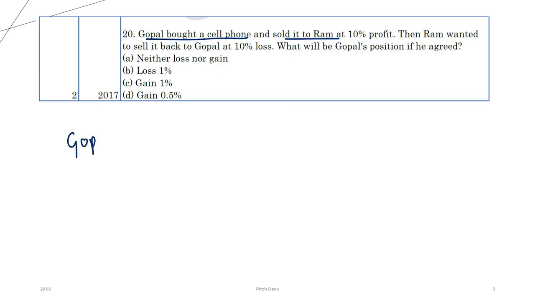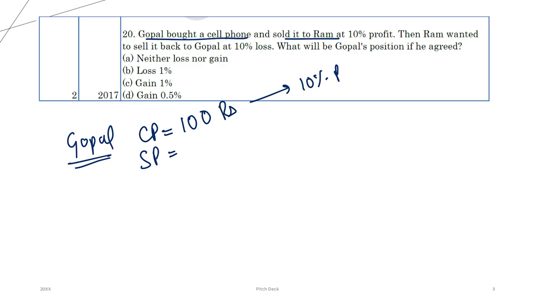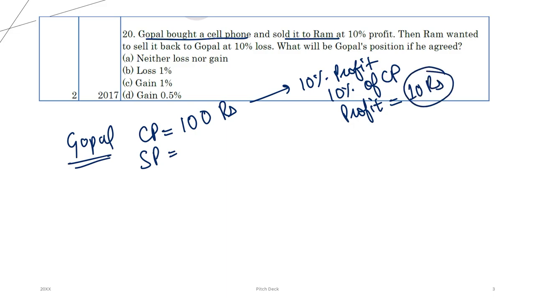So this is how Gopal's transaction went. He bought it for some money and sold it to Ram for some money, right? So how will it look? 10% profit. Suppose he bought the cell phone for 100 rupees. 10% profit, 10% of what? 10% of cost price. Always remember, 10% of cost price and never the selling price. So 10% of cost price will be 10 rupees. I hope profit of 10% is clear.